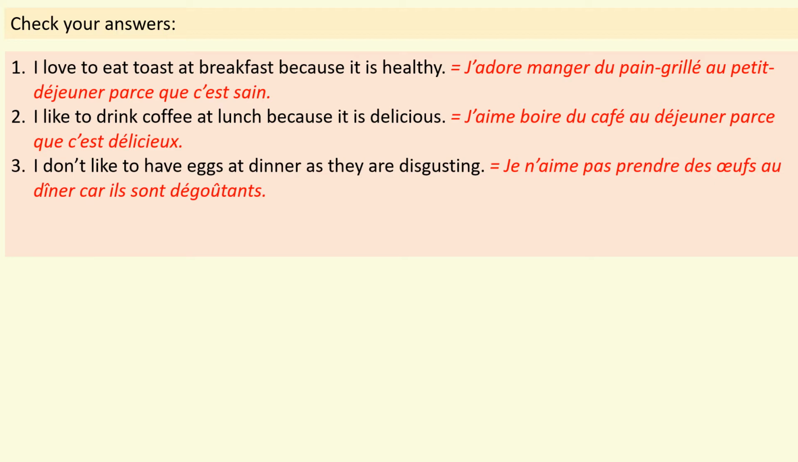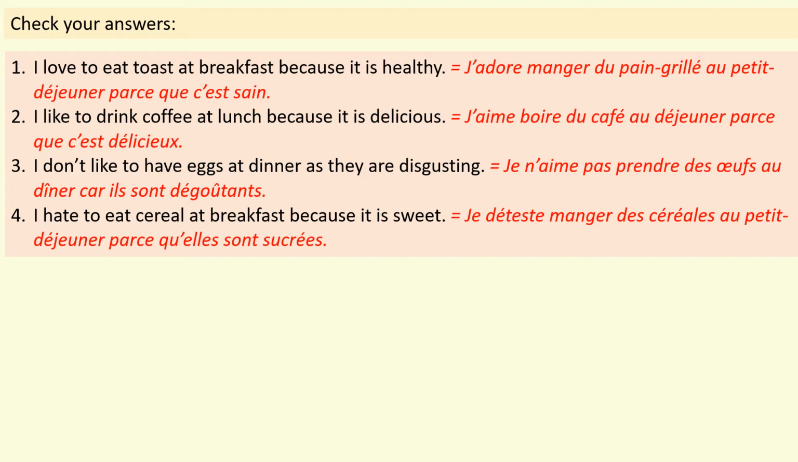3. Je n'aime pas prendre des œufs au dîner car ils sont dégoûtants. Make sure that is spelled correctly with the O and the E linked together. And dîner has the circumflex accent on the I. And dégoûtant has the accent on the E and then a circumflex on the U as well.